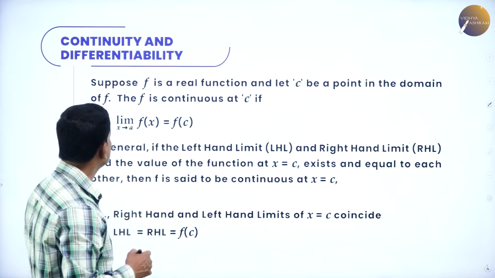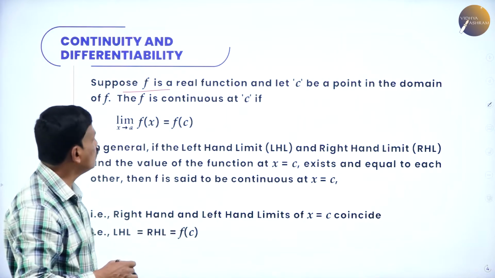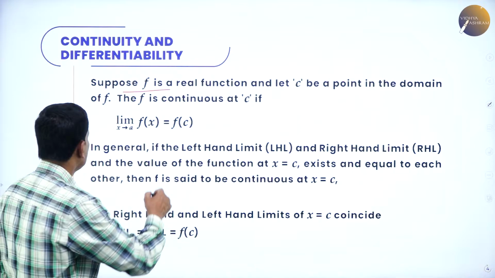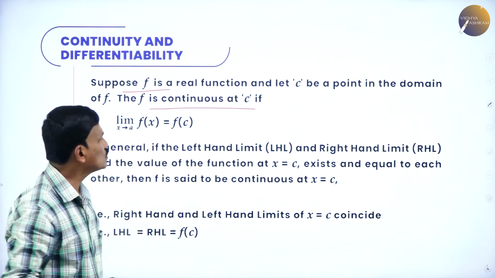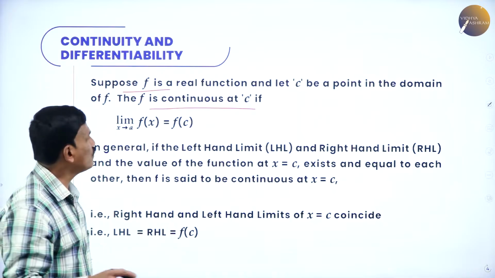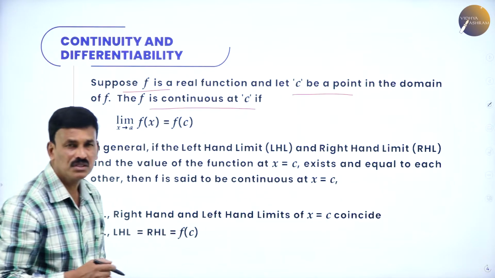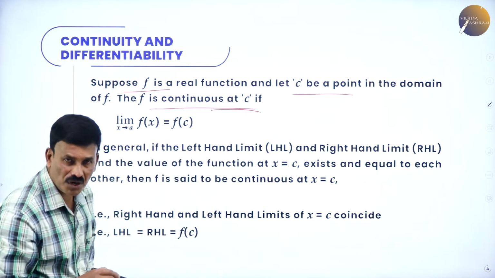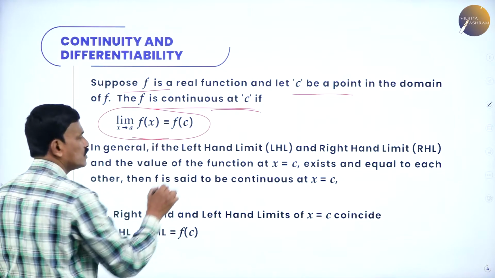Now let us come to the concept. Suppose f is a real valued function and c is a point in the domain of f, then f is continuous at the point c if the limit x tends to c of f of x is equal to f of c.